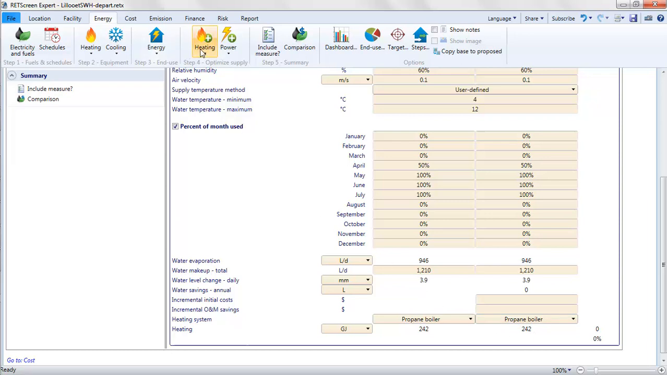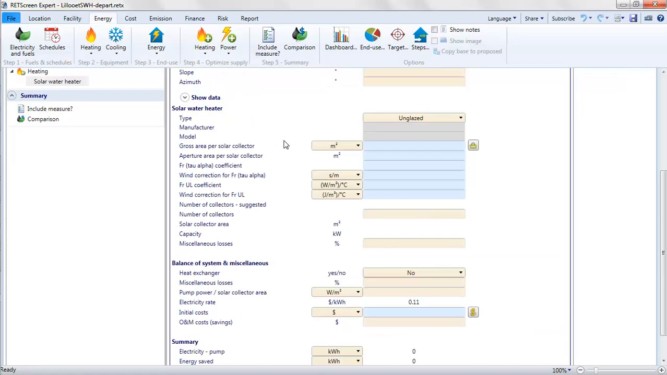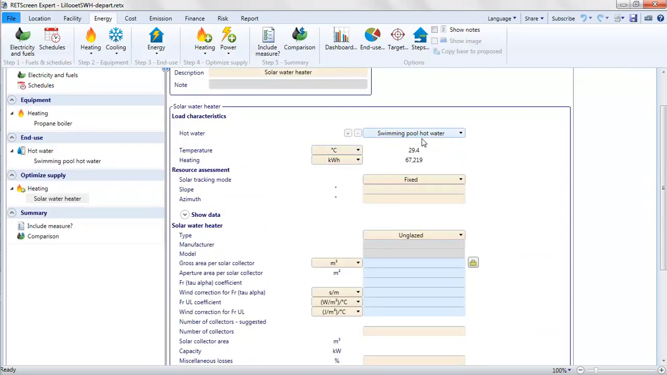I will now add this solar water heater. RetScreen has correctly assumed that the solar water heater is being dedicated to the swimming pool hot water requirement, and it reminds me that 242 gigajoules of heat at a temperature of 29.4 degrees Celsius is required.